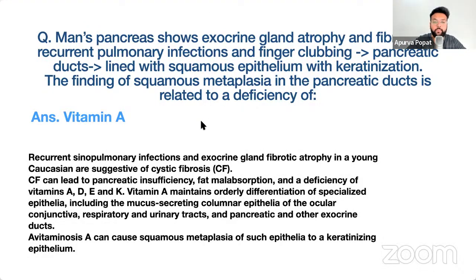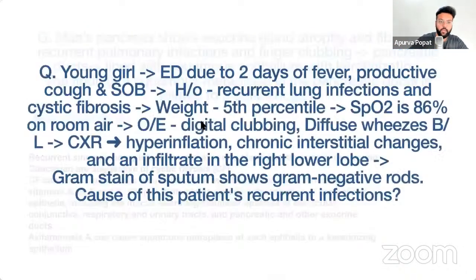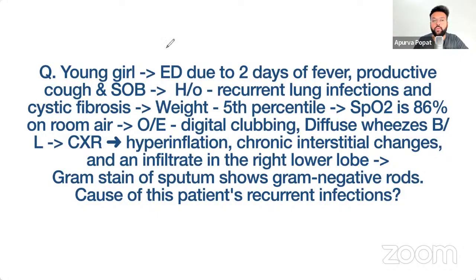A young girl comes to the ED due to 2 days of fever, productive cough, and shortness of breath. History of recurrent lung infection and cystic fibrosis. They have already given cystic fibrosis. Weight is 5th percentile. Why do you think there is failure to thrive, or weight always on the lower percentile, in patients of cystic fibrosis?